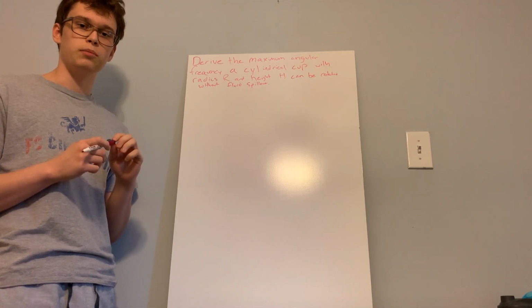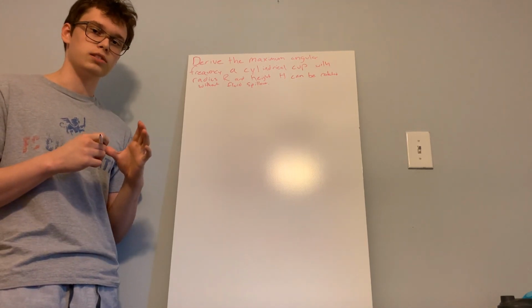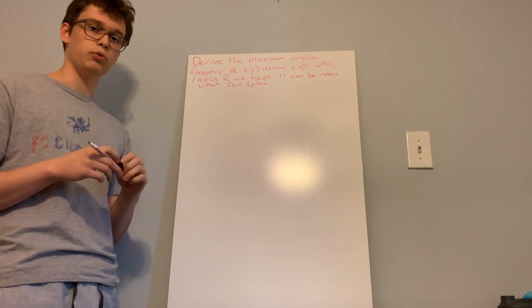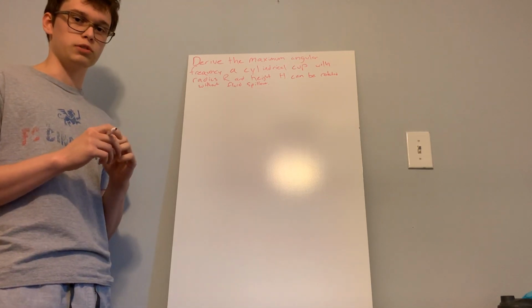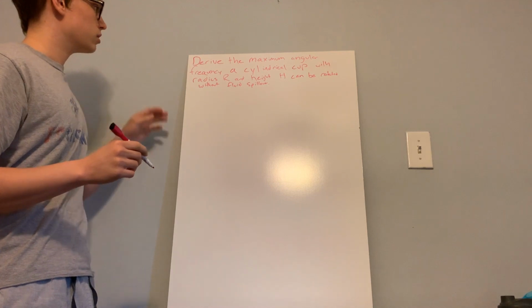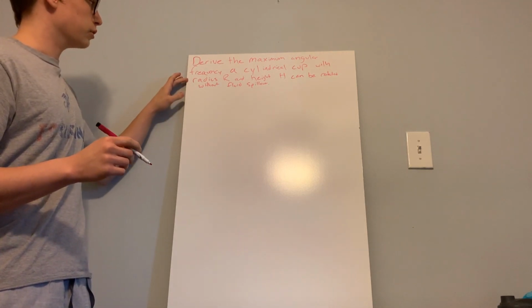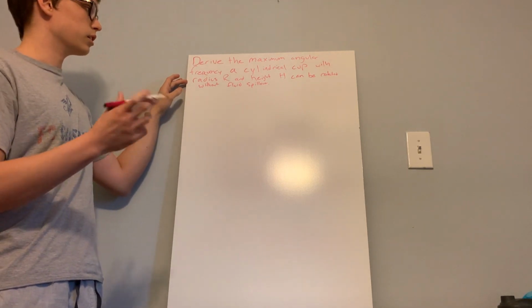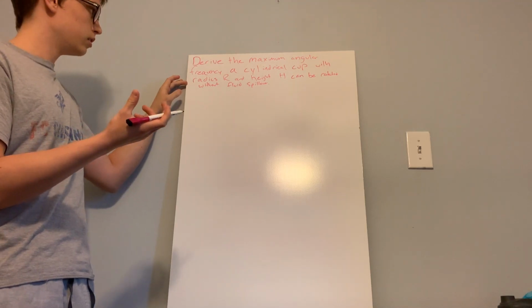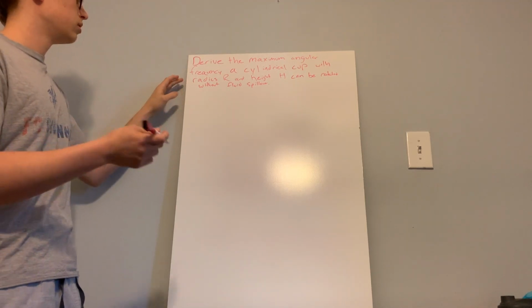So today we're going to be finding the maximum angular velocity that we can spin a cup with liquid in it before that liquid will spill over the edge. So for starters, our cylindrical cup has a radius of r and a height of h.